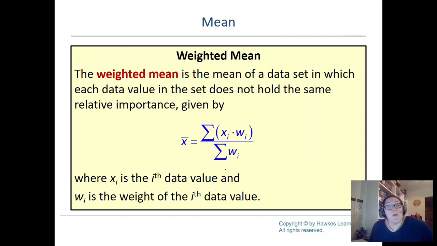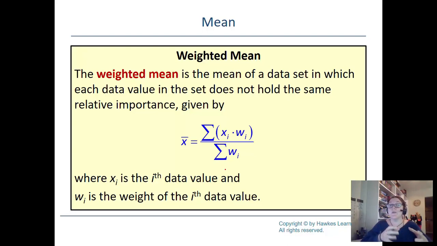Now, the other one is our weighted mean. A weighted mean should sound a little bit familiar, because most courses in college use a weighted average to do their grades. That's not all, but a good majority, and especially in a lot of my courses, I like to use weighted averages. This basically means that each data value does not hold the same importance.